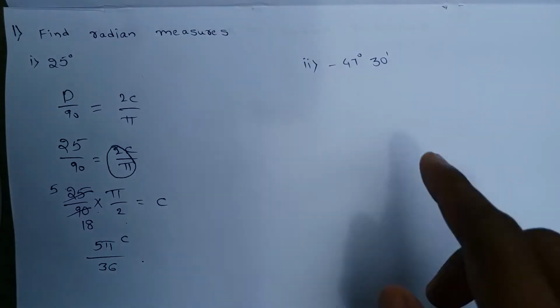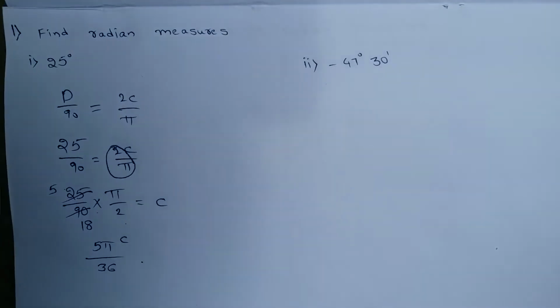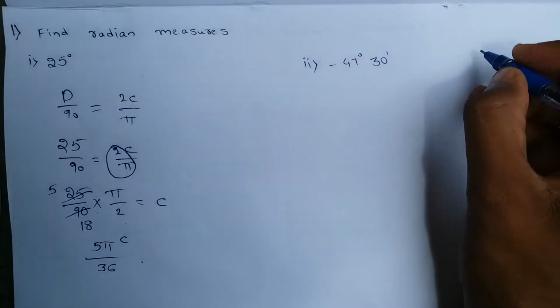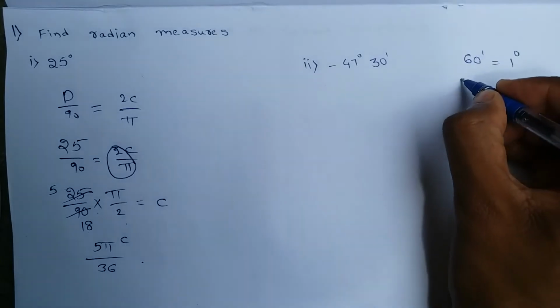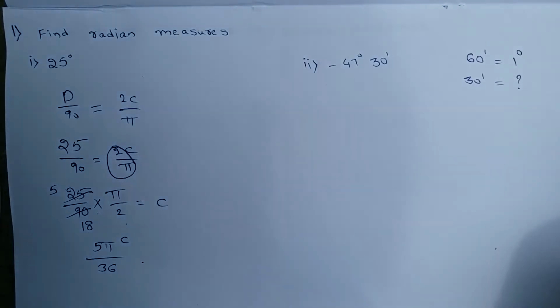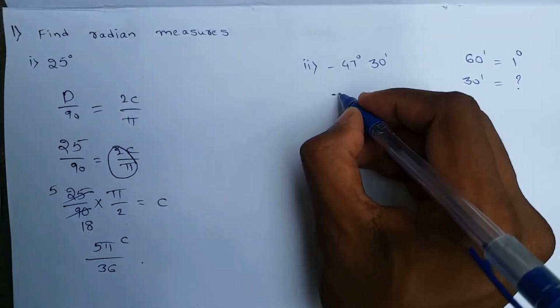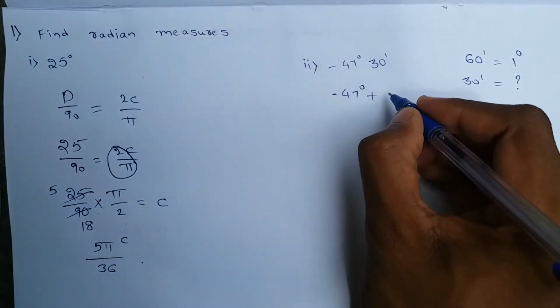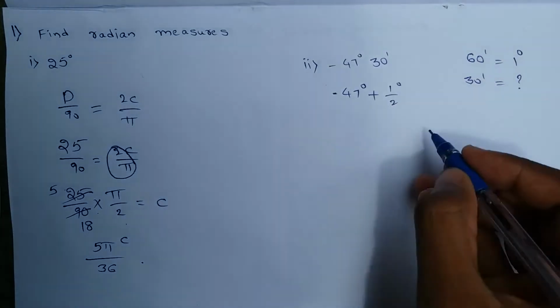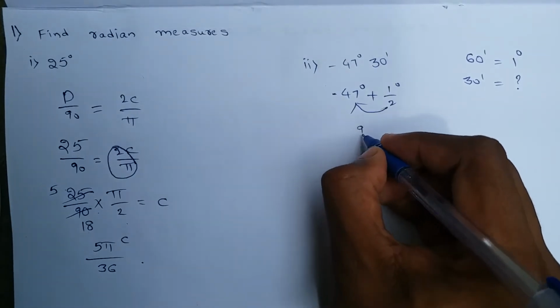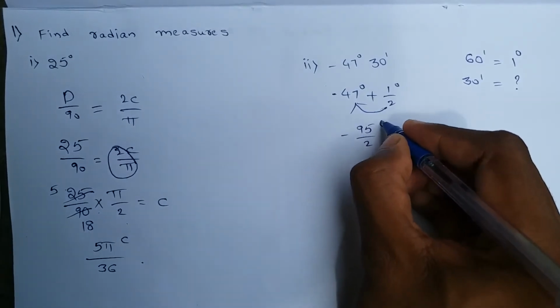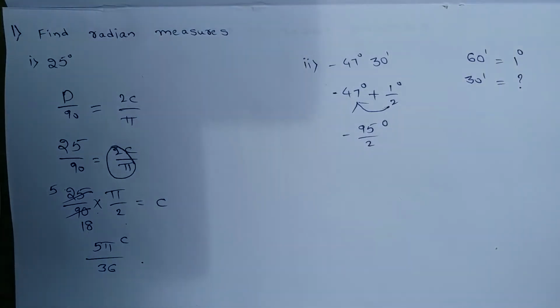Next, second question. Convert minus 47 degrees 30 minutes to radians. First let us change this 30 minutes to degrees. Already we know 60 minutes is equal to 1 degree, then 30 minutes is how much? Obviously half degree. So minus 47 degrees plus half degree: 2 into 47, 94 plus 1, 95 by 2, minus as it is. So minus 95 by 2 degrees.